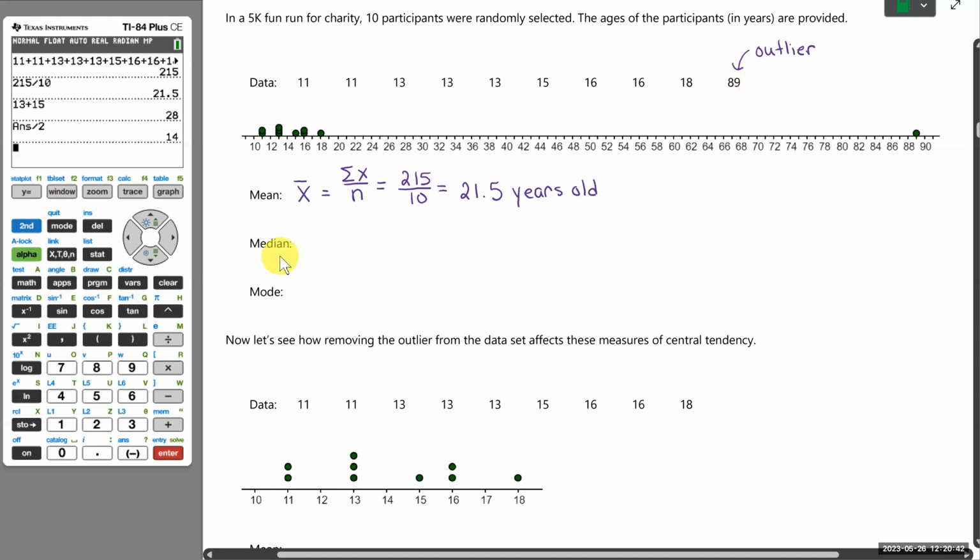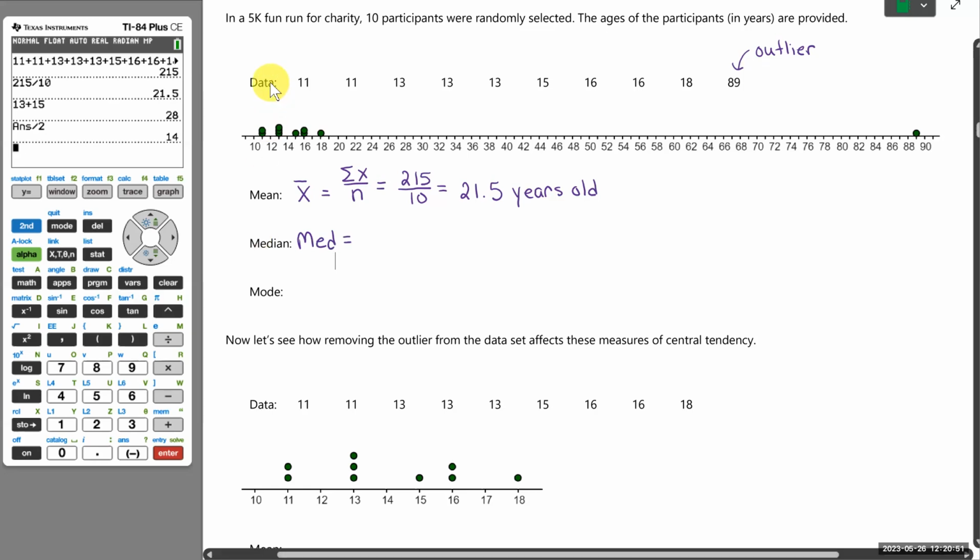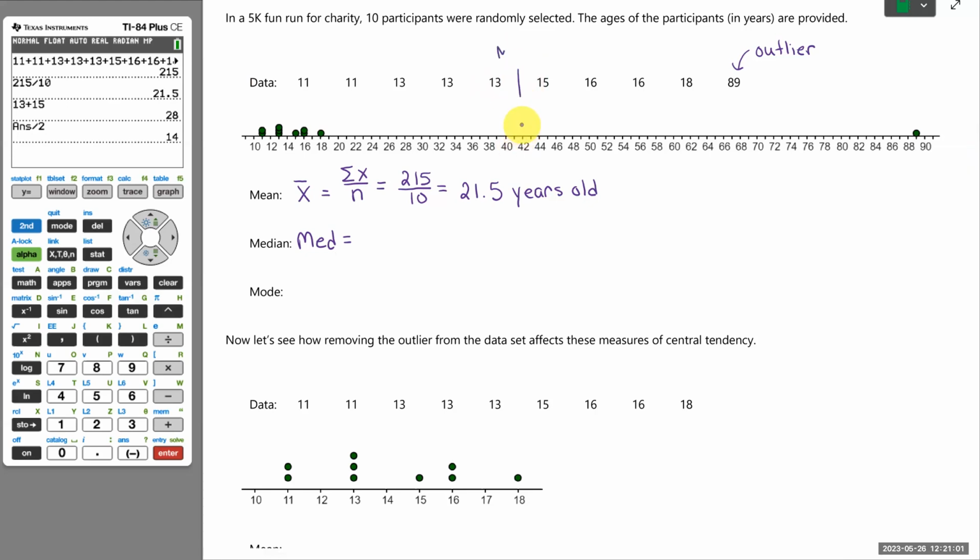So let's take a look at the median. The median as a measure of central tendency is the middle value when the data has been sorted or put in order. I have 10 numbers, so the middle, 1, 2, 3, 4, 5. So right between the 13 and the 15 would be our median value.